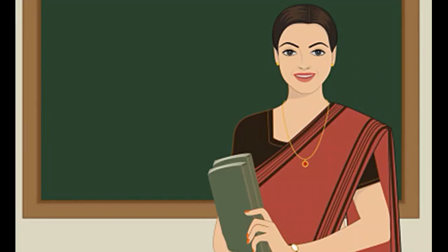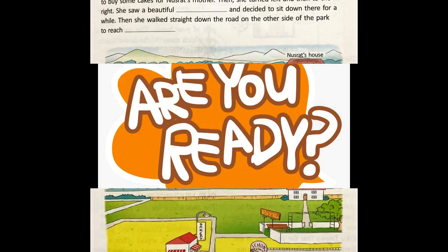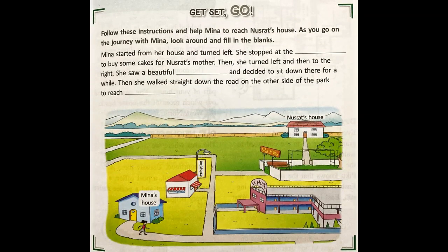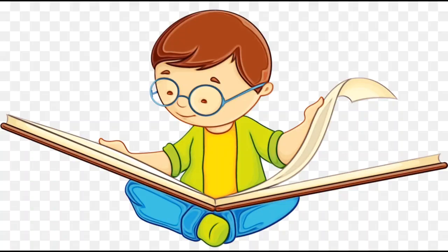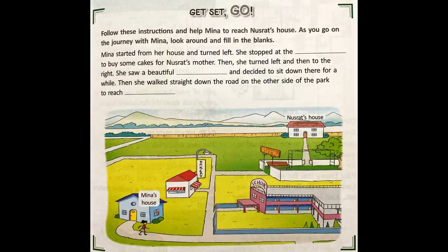Slaters, please turn to page number 79. Ready? Now let's look into the Get Set Go exercise given at the start of the lesson. Let's read. Follow these instructions and help Meena to reach Nusrat's house. As you go on the journey with Meena, look around and fill in the blanks. Now Slaters, look at the picture given below and then fill in the blanks.